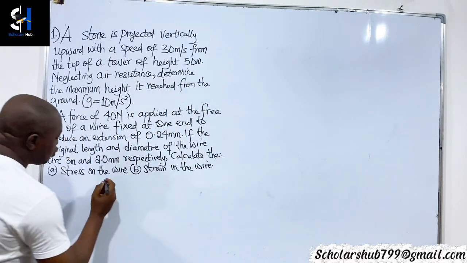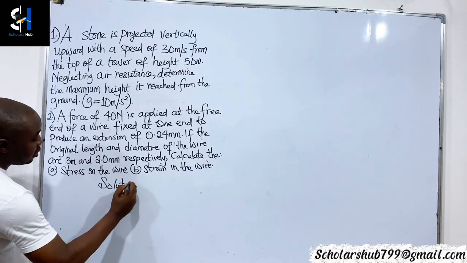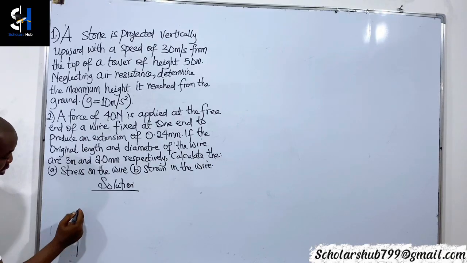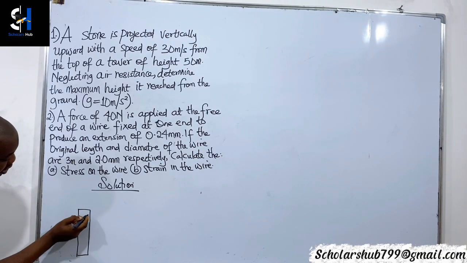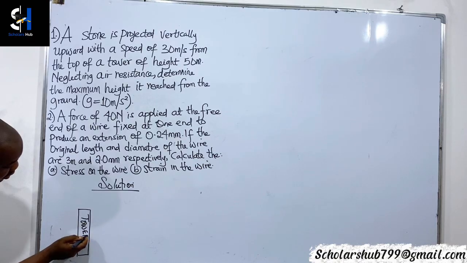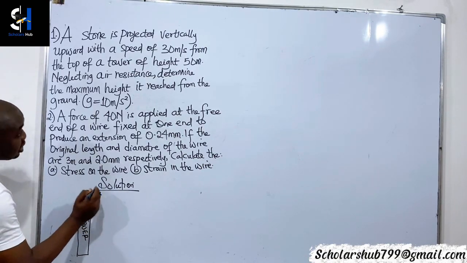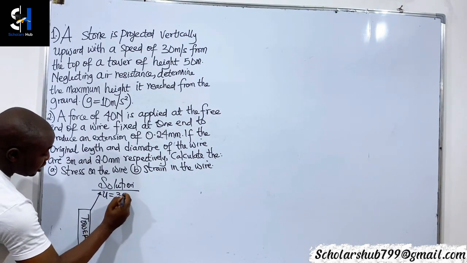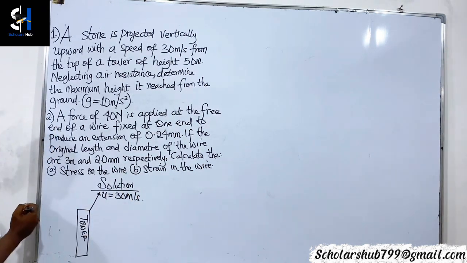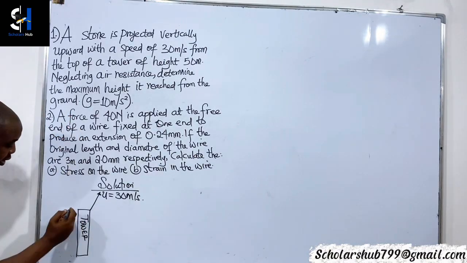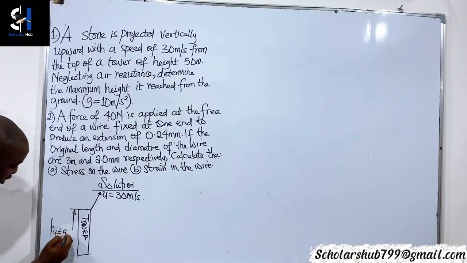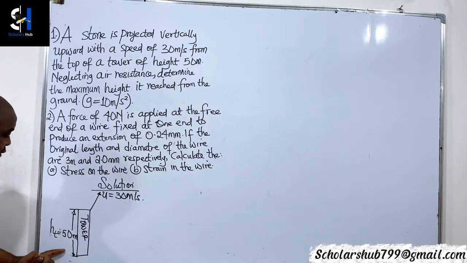Let me draw the diagram. First, according to the question, we have a tower. Let's say this is the tower. A stone is projected vertically upward with a speed of 30 meters per second from the top of a tower of height. Let me represent the height of the tower with h subscript t. So we have the height of the tower to be 50 meters.